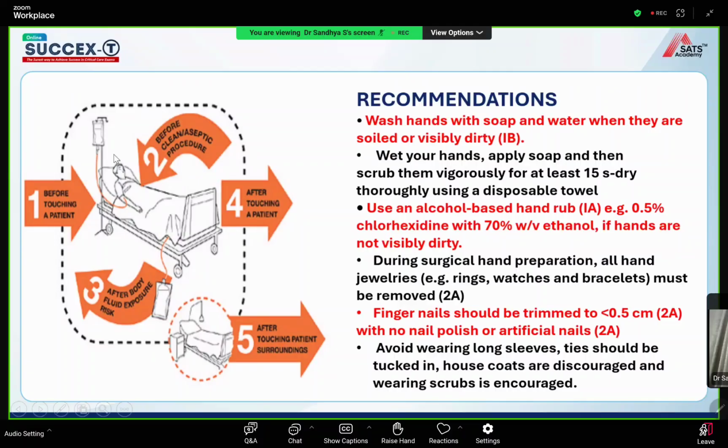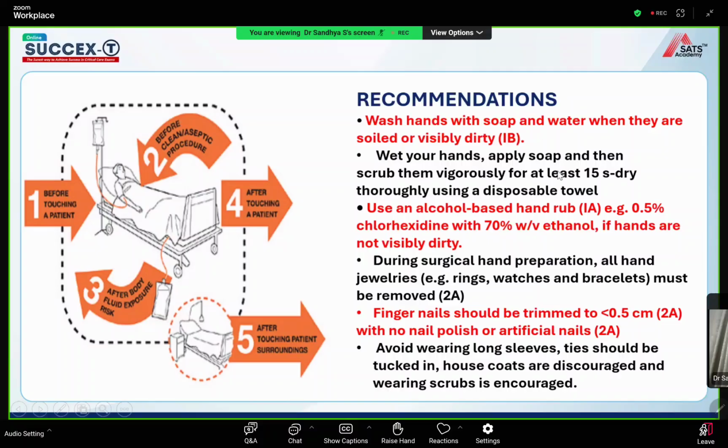And what are the recommendations? You should wash hands with soap and water whenever you are in direct contact with blood or other body products. So you should wet your hands, apply soap, and scrub vigorously for at least 15 seconds. All these are level 1B or 1A recommendations.